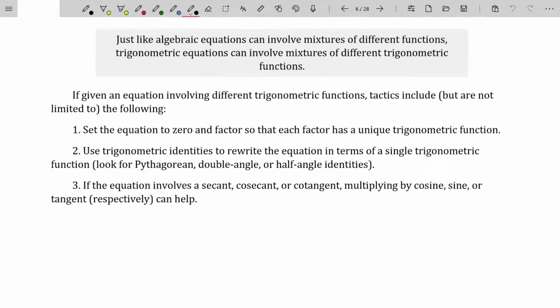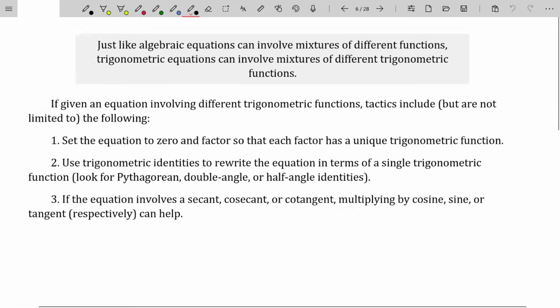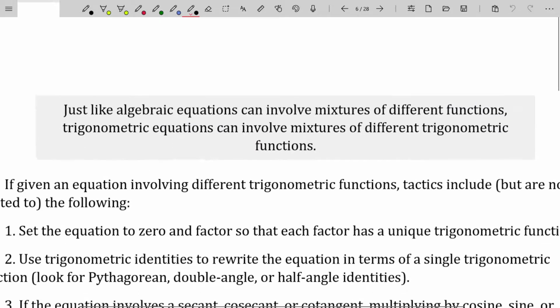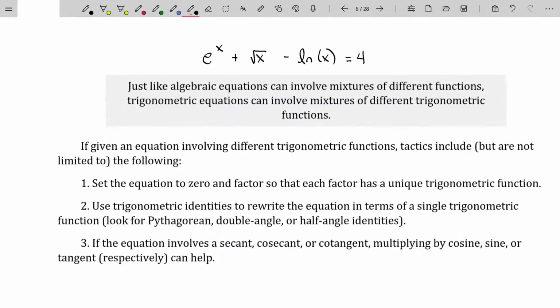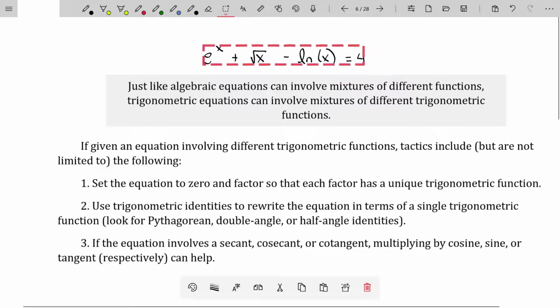And just like algebraic equations can involve mixtures of different functions, trig equations can involve mixtures of different trig functions. What I mean is, you can have an algebraic equation like e to the x plus square root of x minus the natural log of x is equal to 4. That is a terrible equation. You would not be able to solve that by hand until you get to Calc 1. And in Calc 1, you can approximate the solution using something called Newton's method. But in our courses in algebra, you normally can't even approach a solution to that equation.